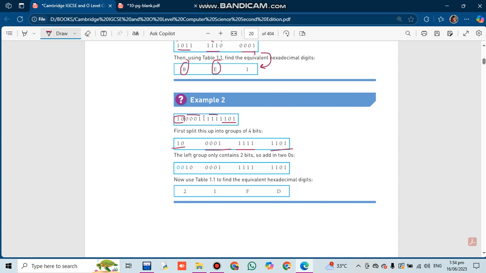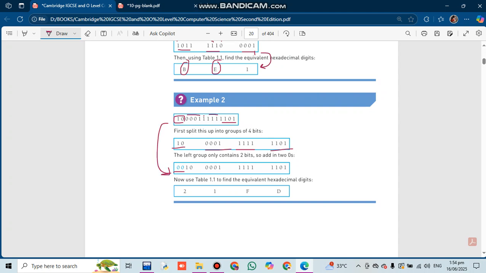So in this case, to make a group of 4 bits, we are supposed to add 2 additional zeros on its left side. Always remember, when it is time to complete a group, whether it is 8, 4, 16, or 32, you are always supposed to add additional zeros on its left side. Remember it, please, and note it.